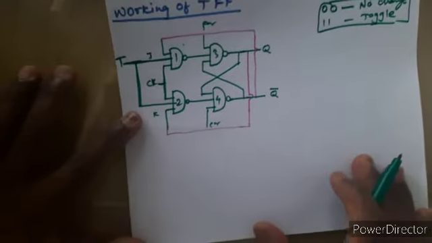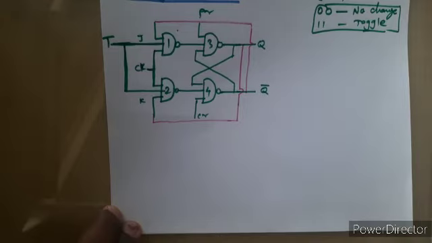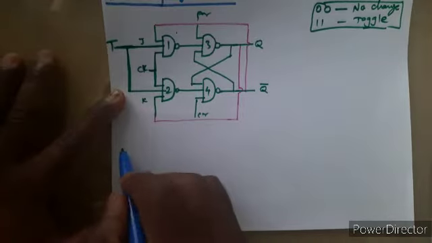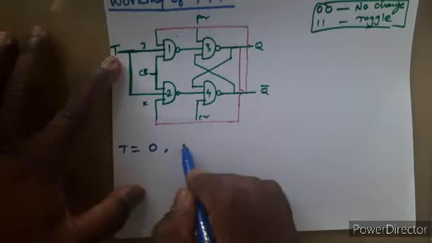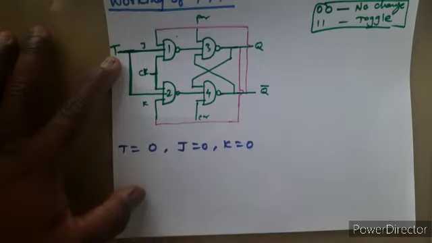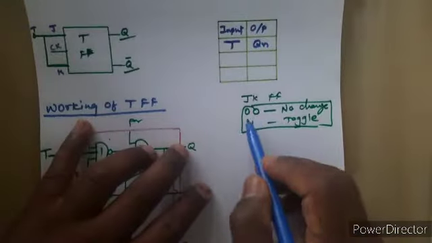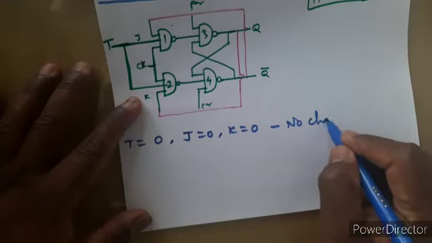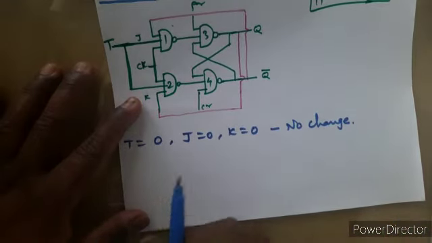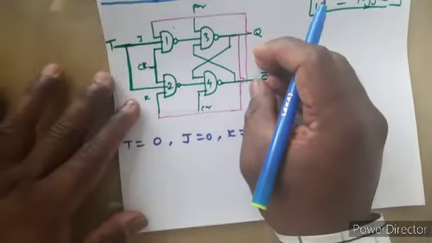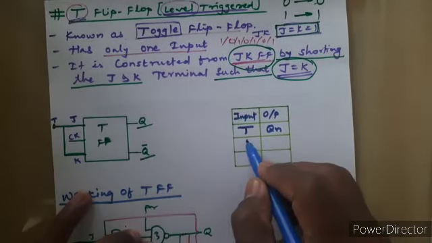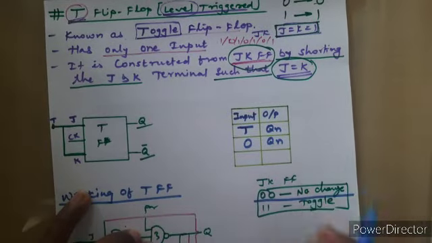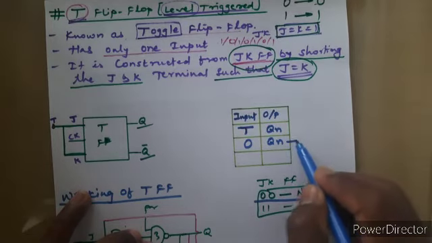Now let's see the working of this flip-flop. Here you can see if T is equal to 0, it means J is also 0 and K is also 0. For 0 0 we have seen the working of the JK flip-flop: there is no change. What the previous state was, it remains as it is, right? So for this 0, the output remains as it is, Qn, or we can say no change.